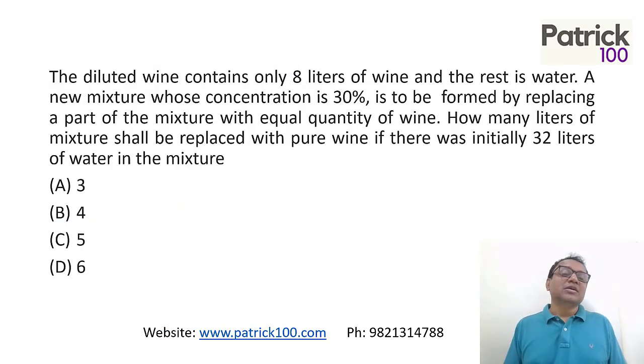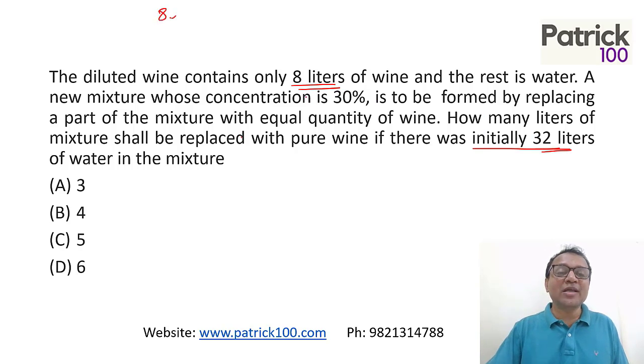And it is a sum on alligation. So if you look at here, you're mixing two things. Initially, 8 liters of wine and 32 liters of water. So 8 liters of wine and 32 liters of water will give you a total of 40 liters.